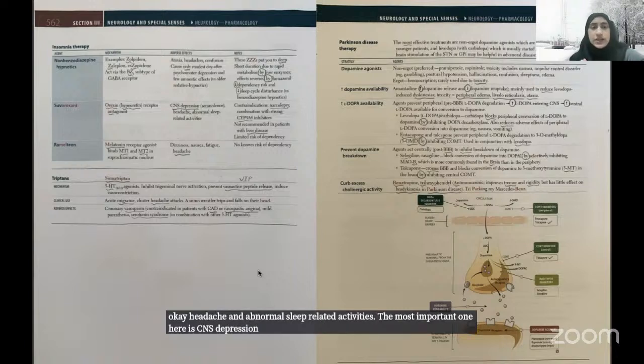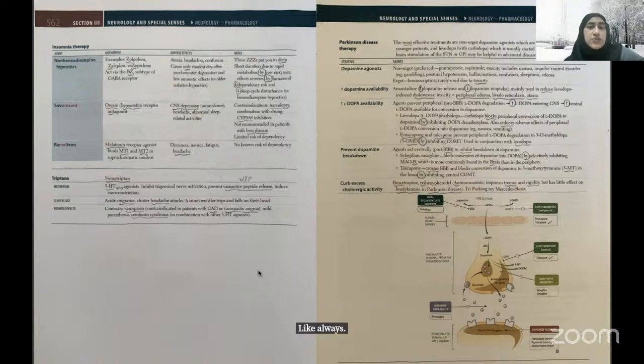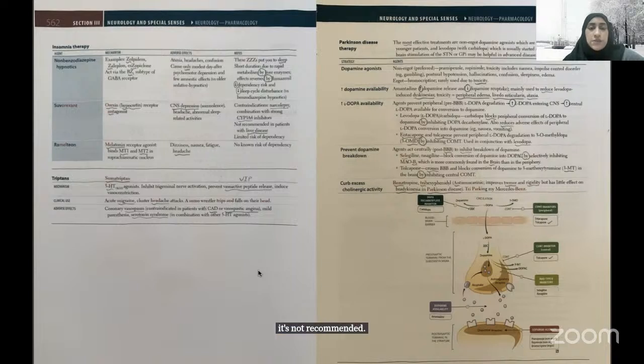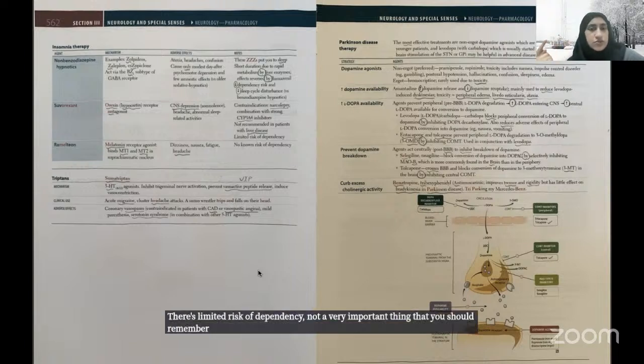Like always, we've got a contraindication. You cannot use this drug in narcolepsy. And this drug is also affected by strong CYP3A4 inhibitors, so we've got to be careful. Also, we cannot use this drug in patients with liver disease. It's not recommended. There's limited risk of dependency, but that's not a very important thing that you should remember. I think the most important thing to remember is the first two which we just discussed.